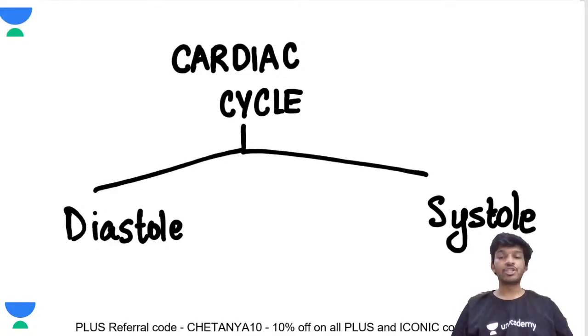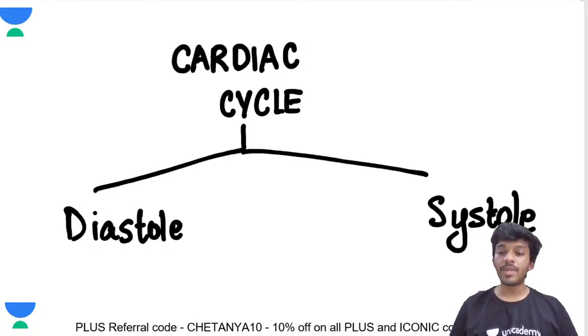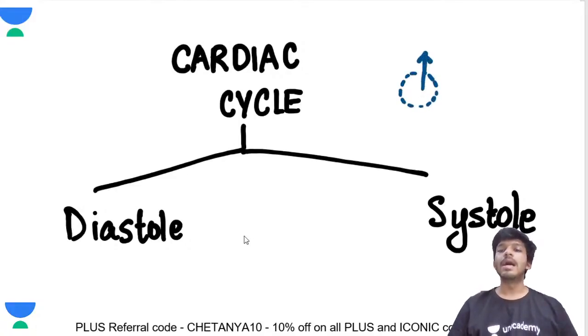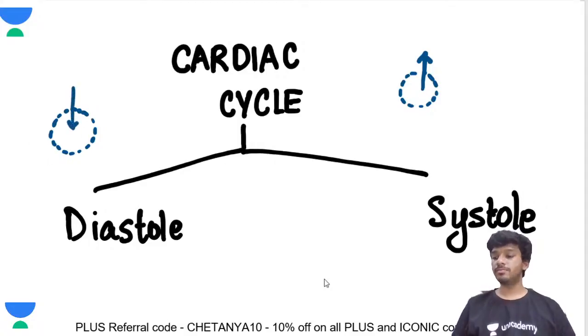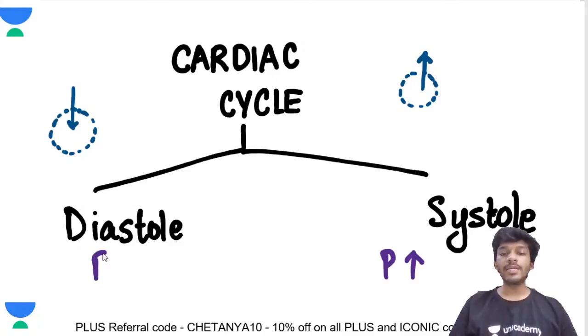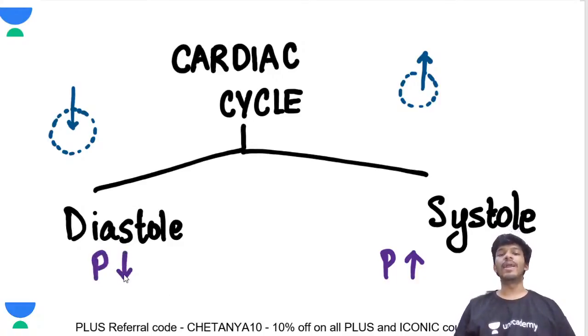The pumping action is called systole, right? Wherever there is a contraction, where blood is going to be pushed out, that is called systole. And diastole is the phase in which there is relaxation. Since it is relaxing, that is called diastole. Or in other words, whenever you increase the pressure, it is called systole, and whenever you decrease the pressure of the chamber, it is called diastole, right? Very simple definition.